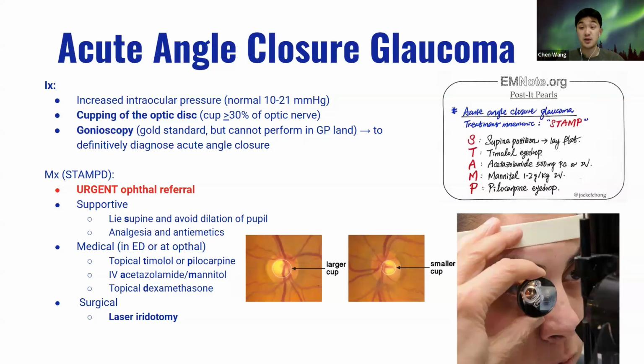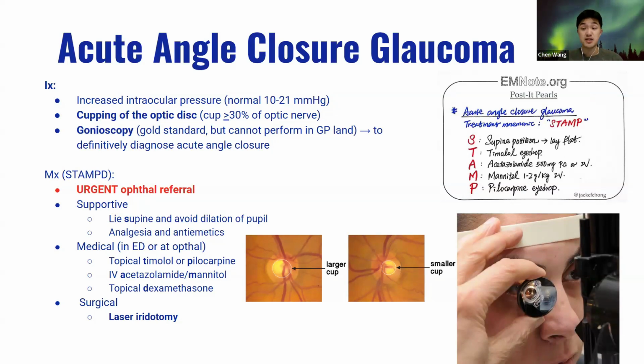So the T stands for timolol, which is a beta blocker that reduces the secretion of aqueous humor. You want to start them on acetazolamide or mannitol, which basically dehydrates the eye by draining all the fluid, which can help with decreasing the pressure. And you might give them some other medications like pilocarpine or dexamethasone as well.